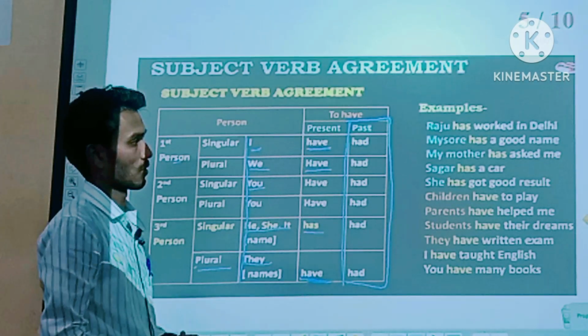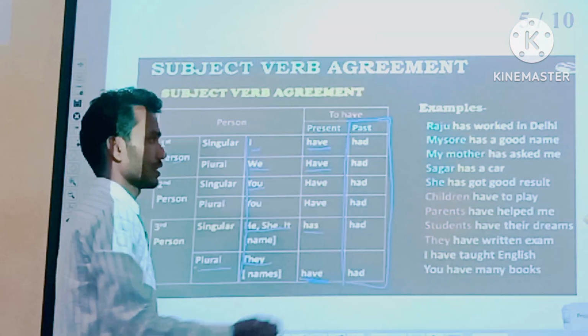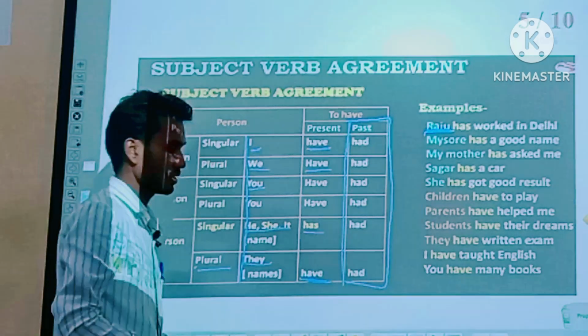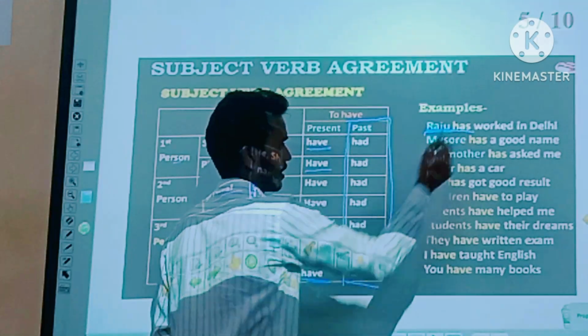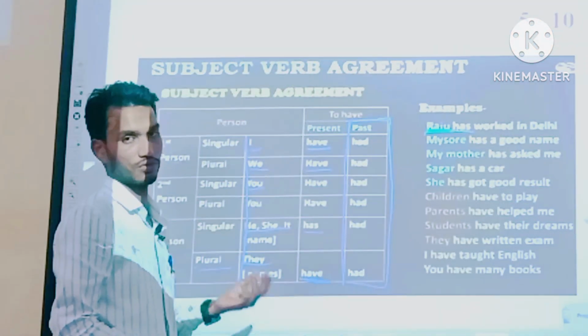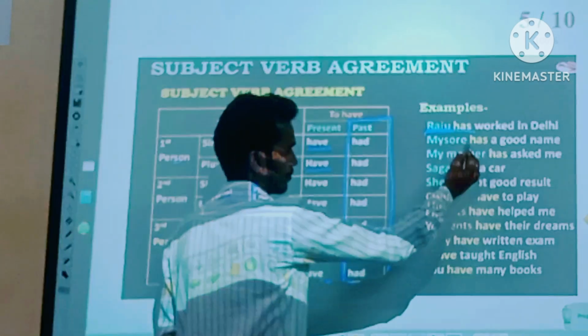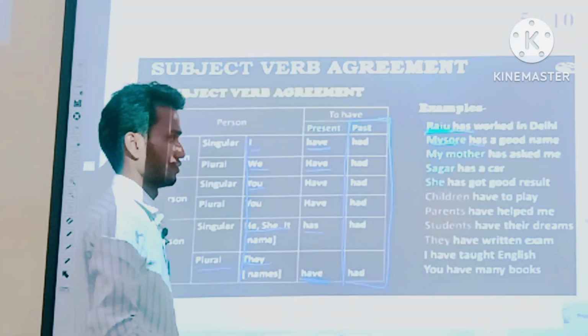So for example, Raju has worked in Delhi. Here Raju is a third person singular. That's why the verb form has should be used, right? Mysore has a good name. Mysore is third person singular. That's why has should be used, right?